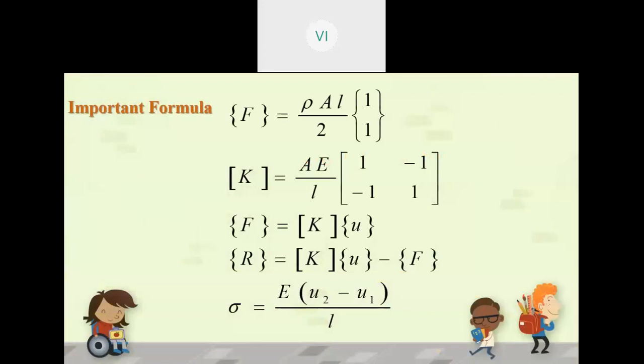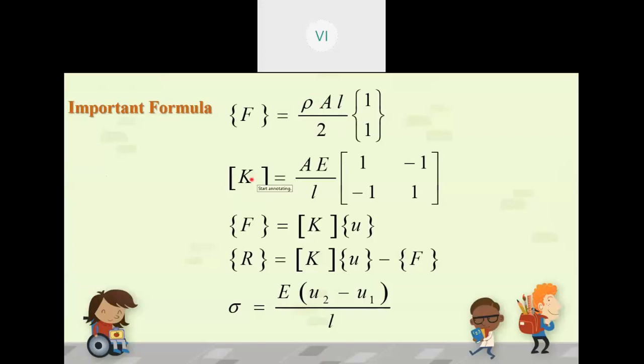First one is F, that is the self weight. F is equal to rho A L by 2 times the matrix [1 1]. In the question, they will not always state that this is a self-weighted structural element. Sometimes they will, but the majority of the time they won't. So how do we identify it? If the question contains a density value, that is the rho value, then you can decide by yourself that this question belongs to self weight.